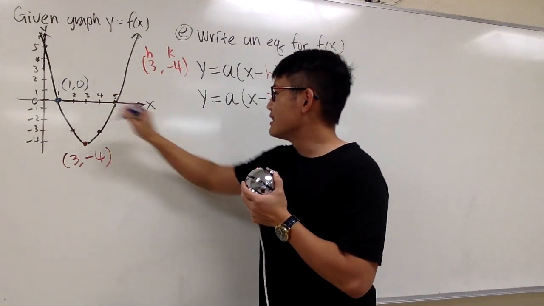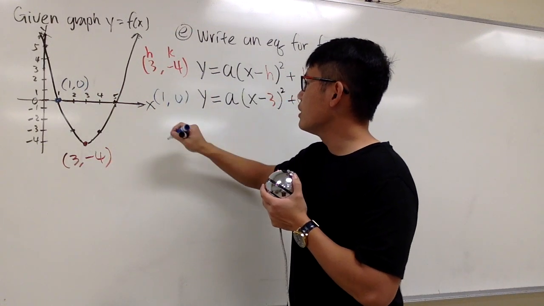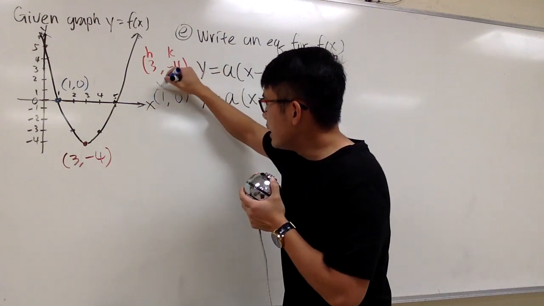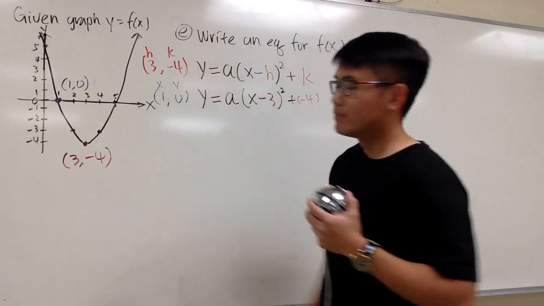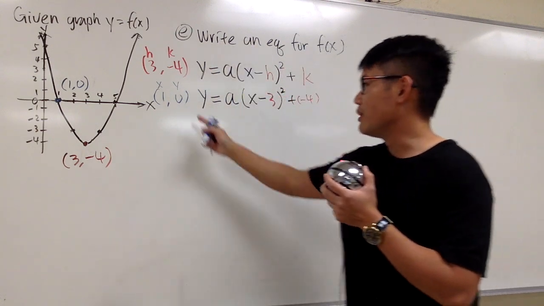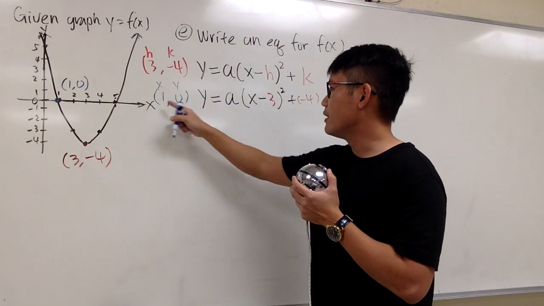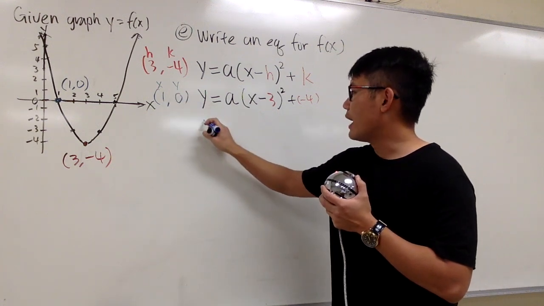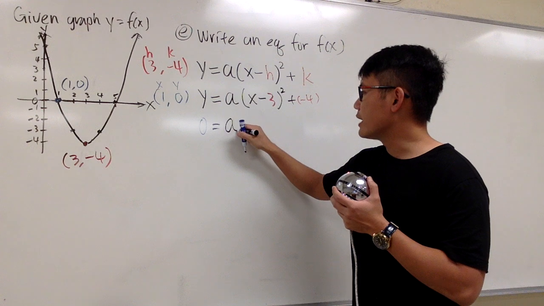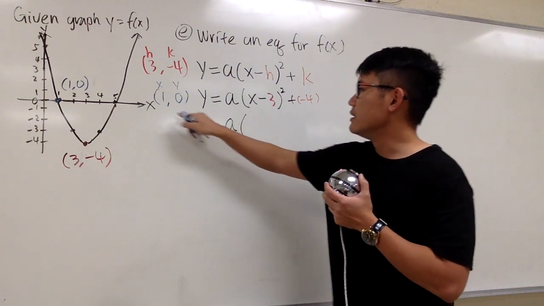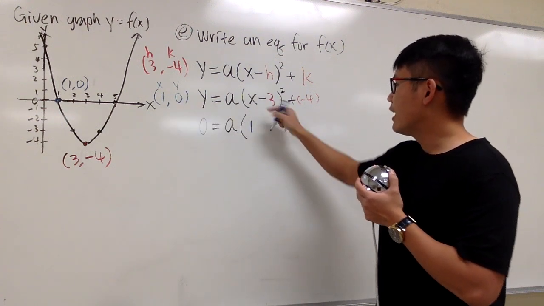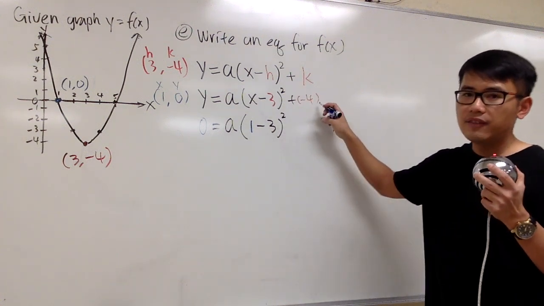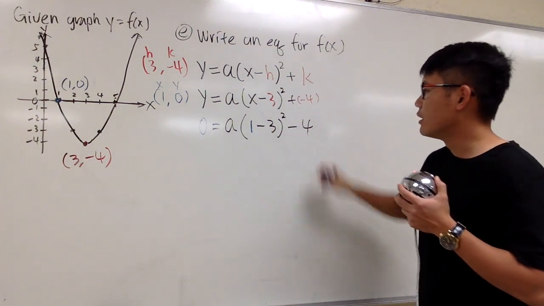All right, so I'm selecting this point, which we know is (1, 0). This is a point on the graph, and that will tell us this number is the x value, and this number is the y value. And now what? Well, plugging the y value into here, and then the x value into here. That's all, isn't it? So we'll do that. 0 into y, and this is equal to a, we don't know yet. Open the parentheses, x is this 1, and then we have the -3, and then we square that, and then we add -4, which is the same as subtract 4.